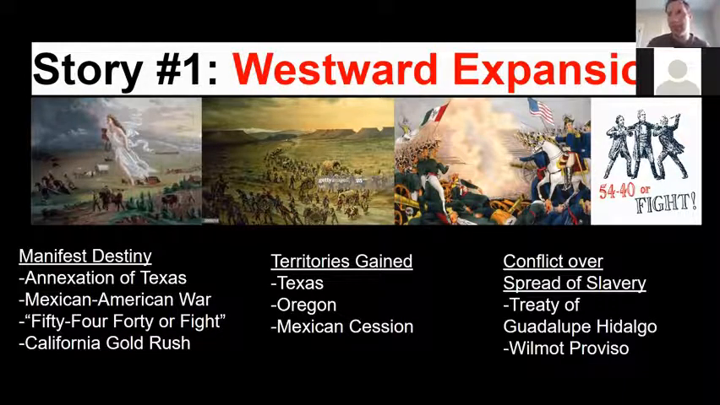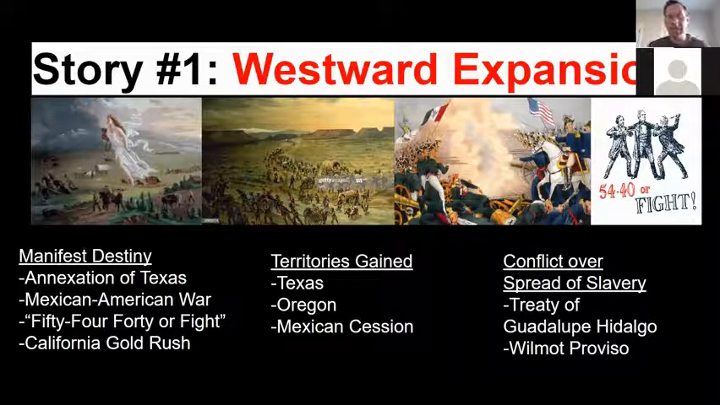So what are some of the events that demonstrate this idea of manifest destiny? Manifest destiny is this belief that Americans are destined to expand from the East Coast to the West Coast. And there's a religious component to it. A lot of people believe that it's God that wants Americans to do this, but there's also a cultural component to it as well.